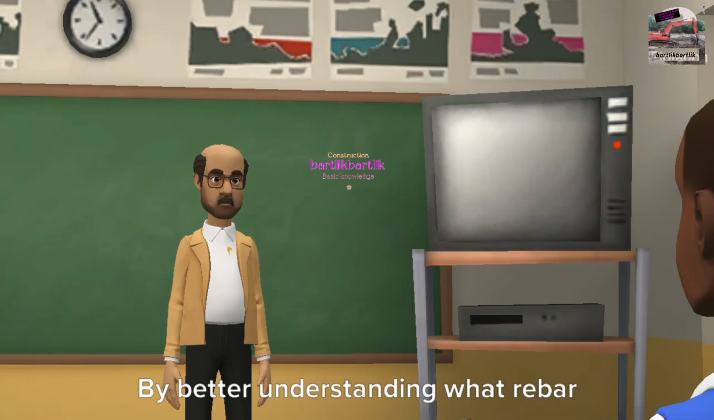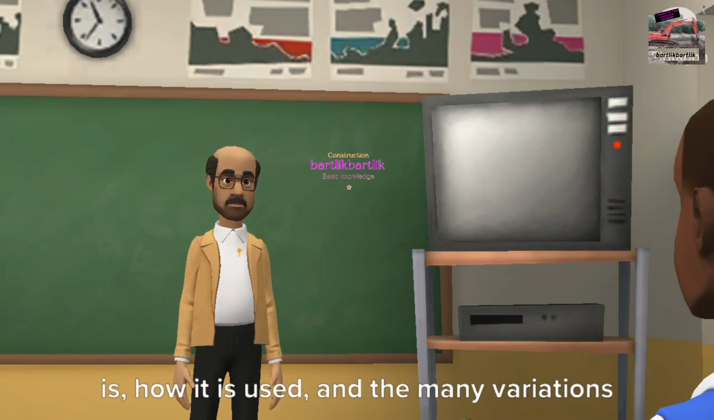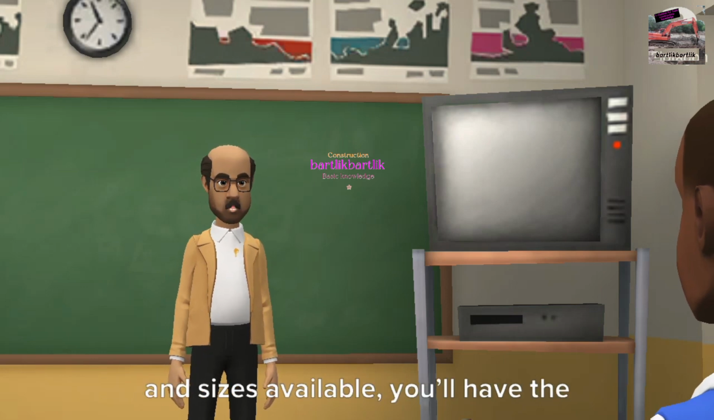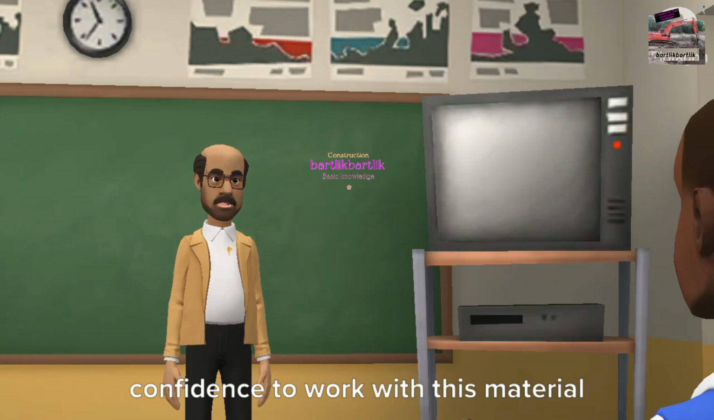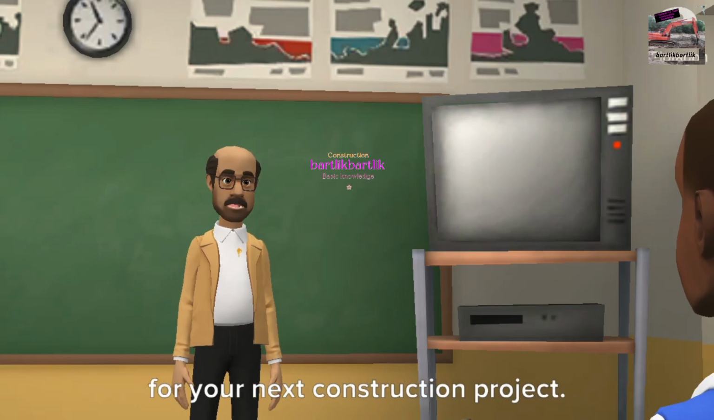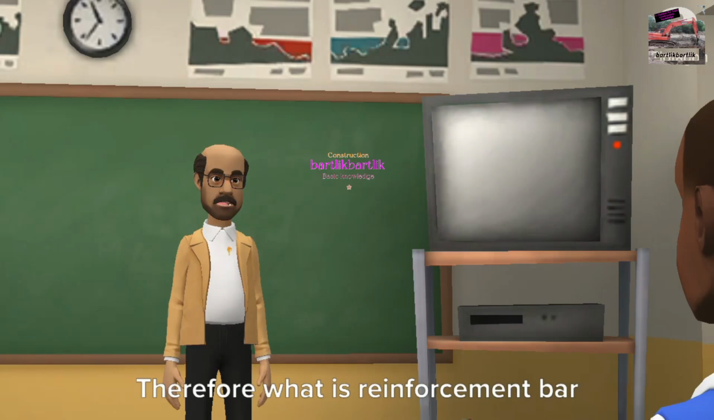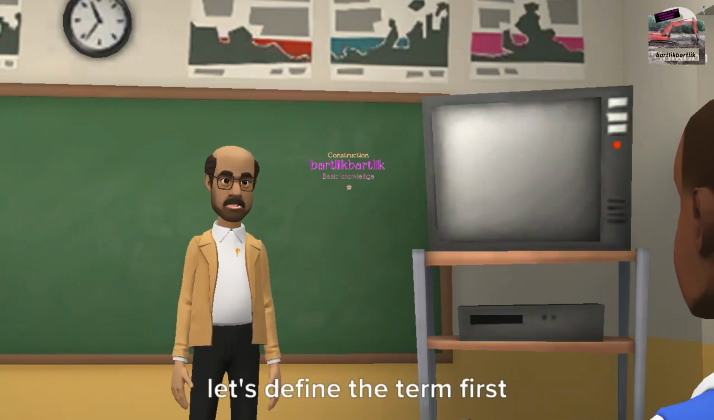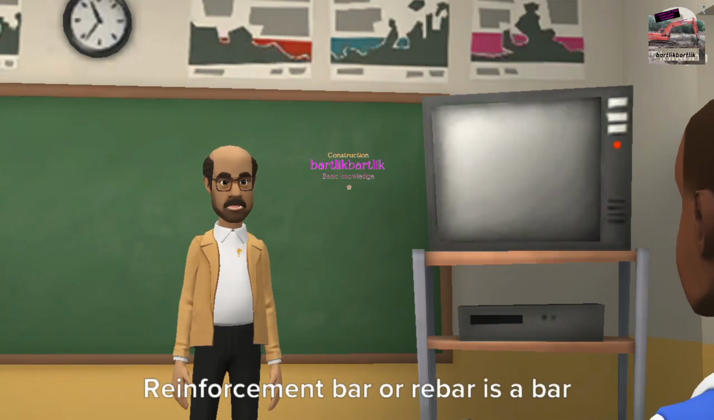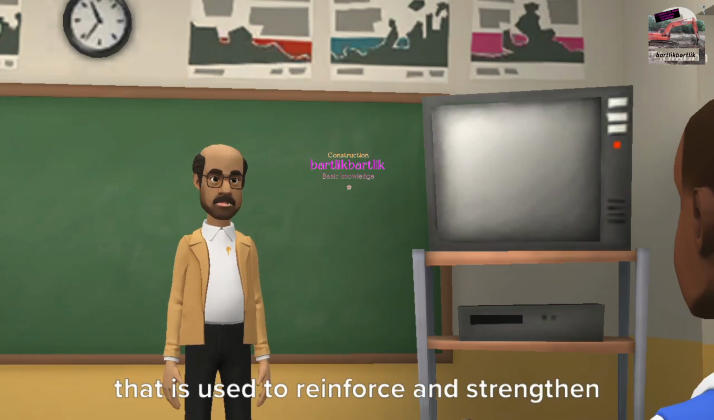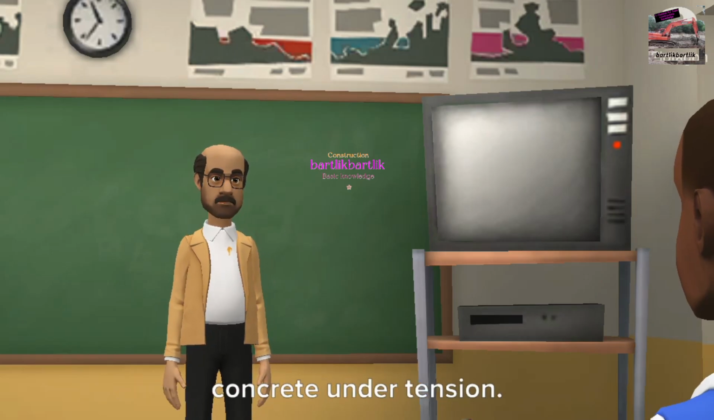By better understanding what rebar is, how it is used, and the many variations and sizes available, you'll have the confidence to work with this material for your next construction project. Well noted, Mr. Bardlick. Therefore, what is reinforcement bar? Let's define the term first. Reinforcement bar or rebar is a bar that is used to reinforce and strengthen concrete under tension.